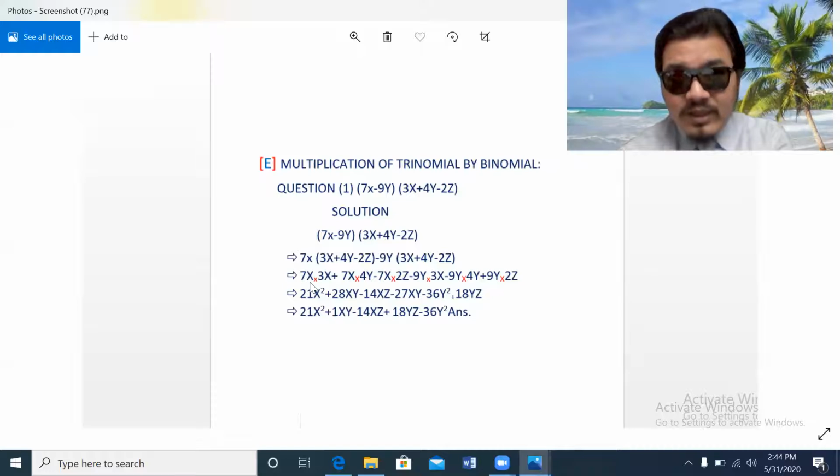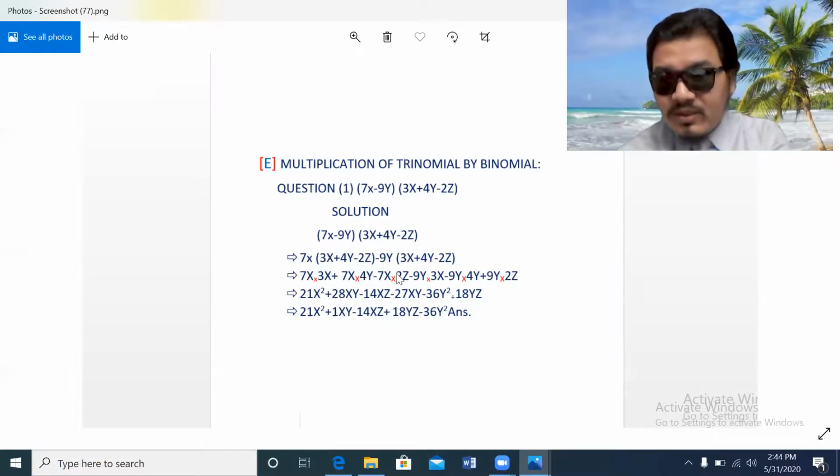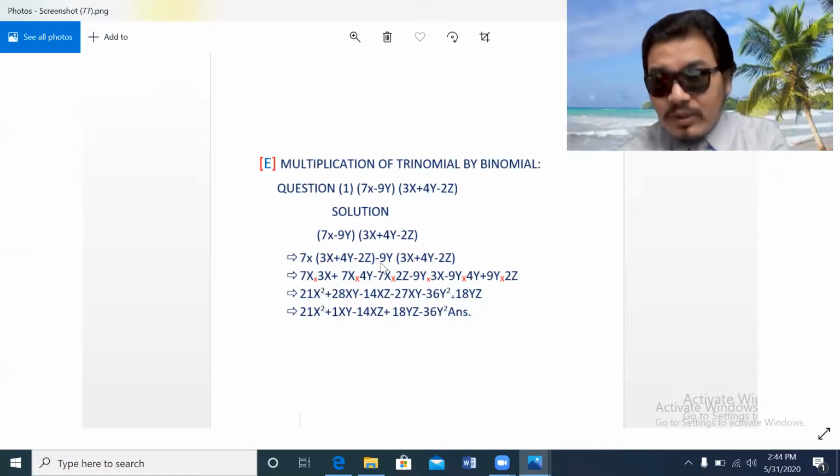Now after that, look here. 7x multiplies with 3x, open the bracket like the previous example. Again 7x multiplies with 4y, then minus 7x multiplies with 2z. Similarly, minus 9y multiplies with 3x. Now here is the very important thing: when you remove the bracket, this minus sign will multiply with this plus sign. Minus into plus will be minus.